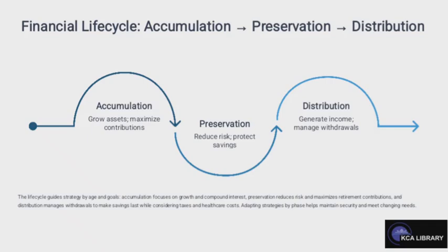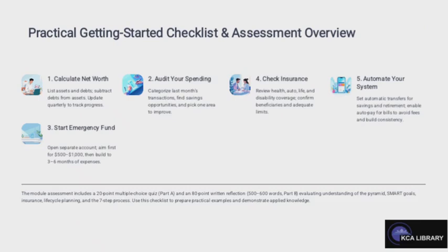This is where you begin to invest more from the money accumulated. You begin to invest and you begin to manage your withdrawals. You are careful in how you withdraw. This life cycle guides strategy by age and goals. So accumulation focuses on growth and compound interest, right? While preservation reduces risk and maximizes retirement contribution, while distribution manages withdrawals to make savings last while considering taxes and healthcare costs. So adapting to these strategies by phase helps maintain security and meets your changing needs.